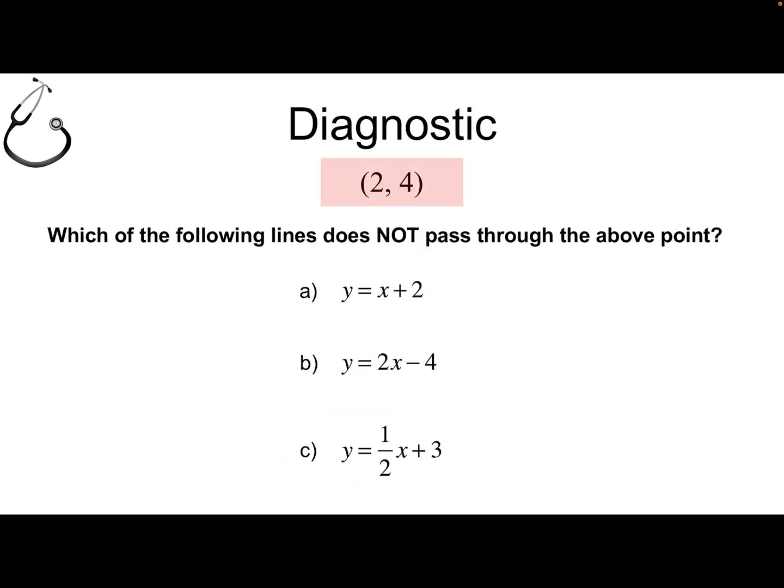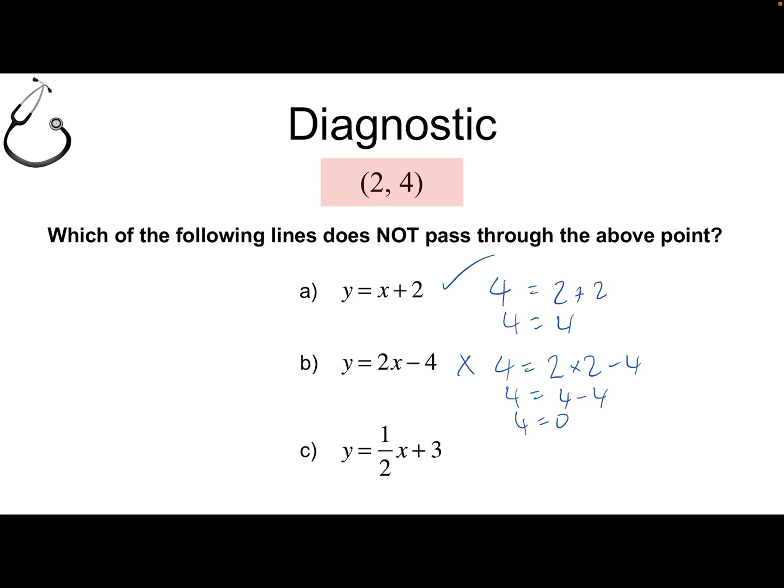This time we're asked which of the following lines does not pass through the above point. So sub in. If y is 4, x is 2. It must pass through that point. If y is, again we're going for y is 4, x is 2, then 4 is equal to 4 minus 4, 4 is equal to 0, no way, it couldn't pass through that point. So that's the answer.